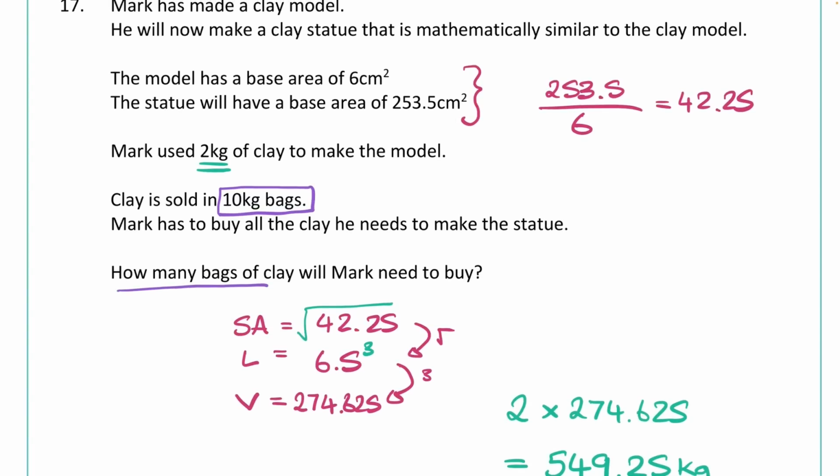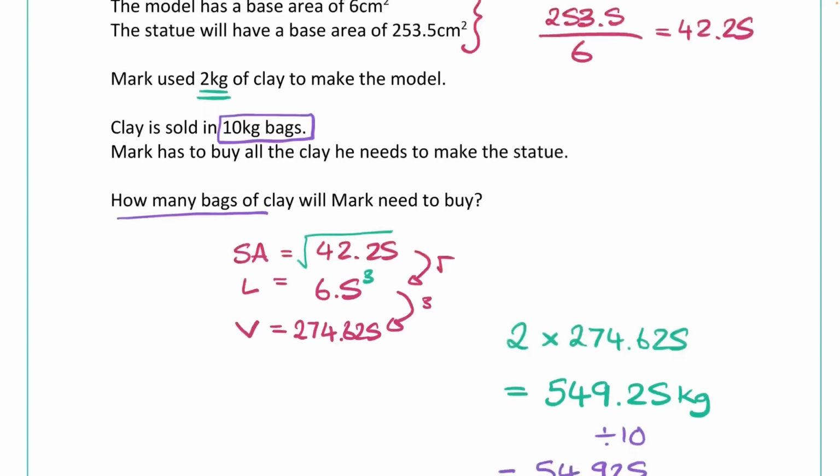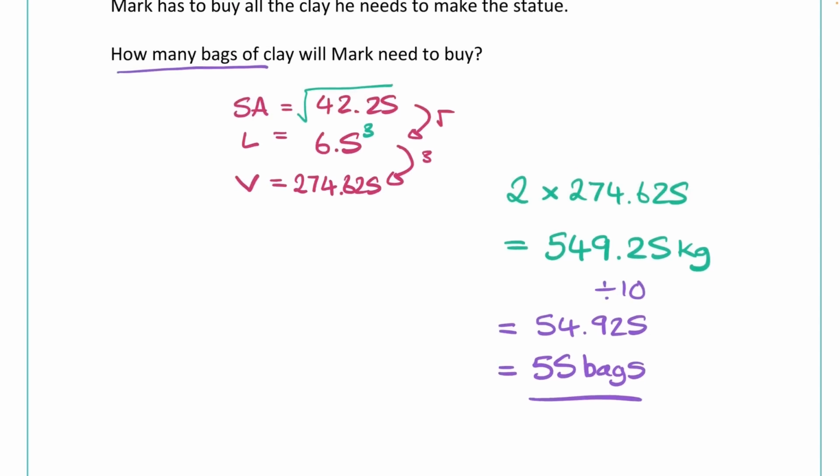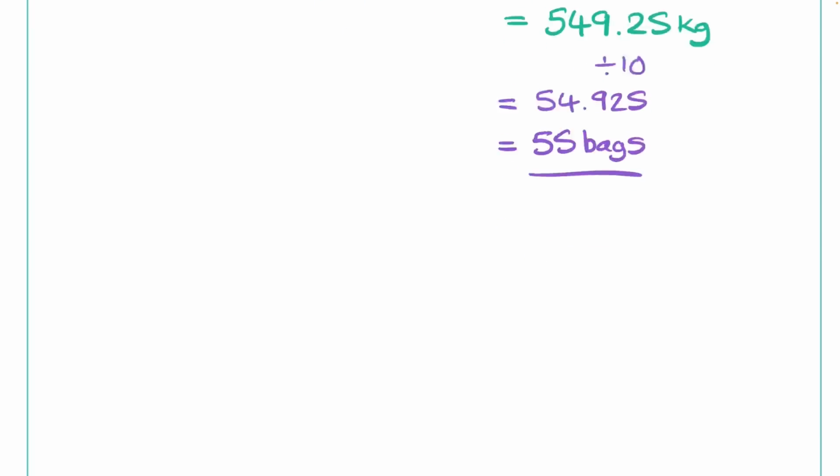Not forgetting, if we were given the volume and for whatever reason had to work out the area, instead we would have had to cube root and then square the length scale factor to get to area. But in this one we were given the area, so we had to square root and then cube to get to that volume scale factor. Okay, so there we go, final answer was 55 bags.